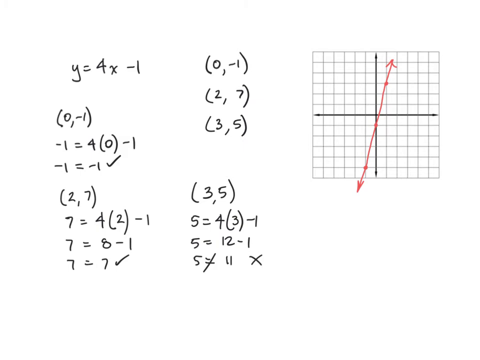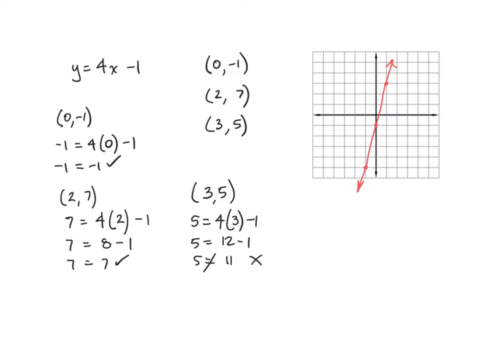Okay, so what I've done is I have plugged in 0, negative 1 into this equation. So negative 1 goes in for y, and 0 goes in for x, and then I evaluate it, and I get negative 1 equals negative 1. So that's a true statement, which means that 0, negative 1 is a solution to this equation. Same thing with 2, 7. That was a solution. It checked out. And then when I plugged in 3, 5, it did not create a true statement, so it's not a solution.